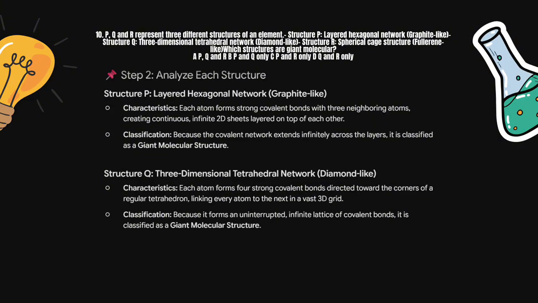Now let's analyze each structure. Look at structure P, which is a layered hexagonal network, like graphite. Here, each atom forms strong covalent bonds with 3 neighboring atoms, creating continuous infinite 2D sheet layers on top of each other. Because this network extends infinitely, it is classified as a giant molecular structure. Next, structure Q, a 3-dimensional tetrahedral network. Like diamond, each atom forms 4 strong covalent bonds in a vast 3D grid. Since it forms an uninterrupted infinite lattice, it is also classified as a giant molecular structure.